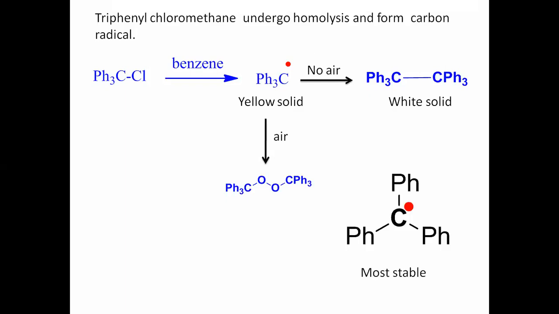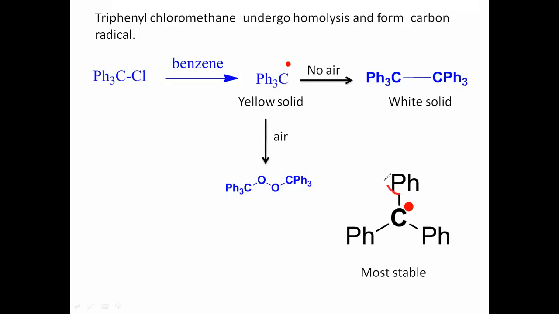Okay. So now look at the stability of this triphenyl methyl radical. You will find that it's the highly stable, or most stable, free radical. What is the reason? The reason is very simple. This radical undergoes resonance with this phenyl ring at this site.